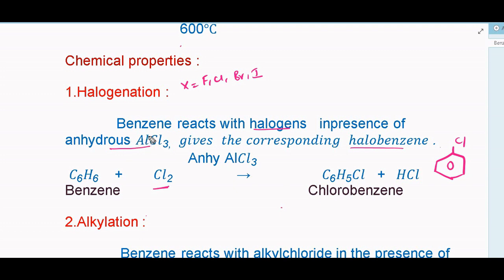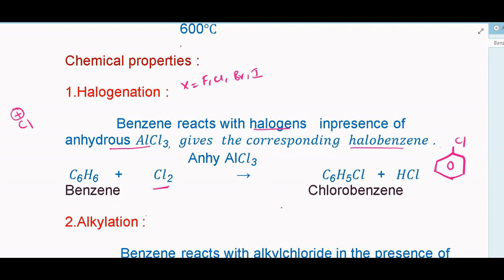So, in halogenation, what happens? Benzene reacts with halogen in presence of anhydrous AlCl3 and gives the corresponding halobenzene. What is the electrophile here? Cl plus is the electrophile. What is the meaning of electrophile? Electron deficient species. Therefore, in the halogenation reaction, benzene reacts with chlorine in presence of anhydrous AlCl3. It gives us chlorobenzene. What is the electrophile here? Cl plus is the electrophile.